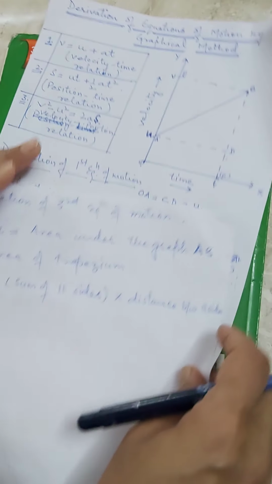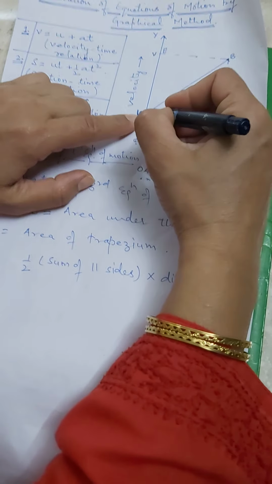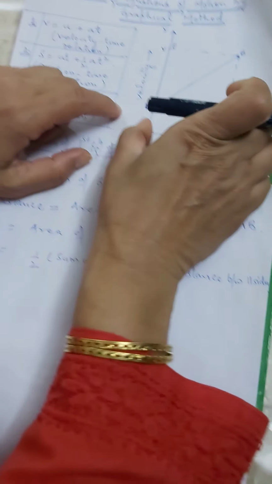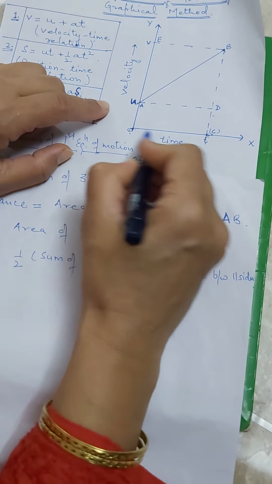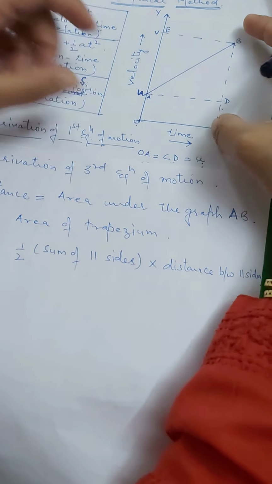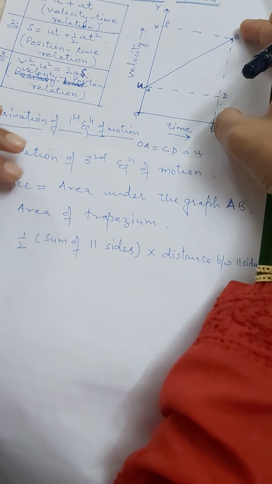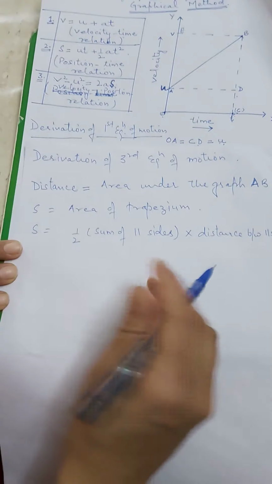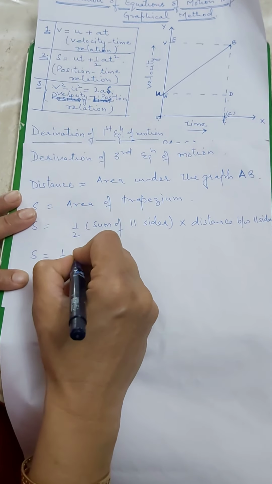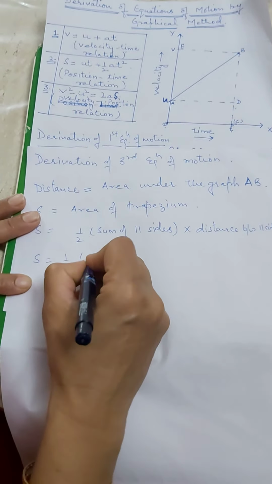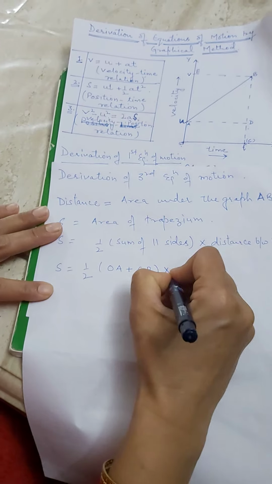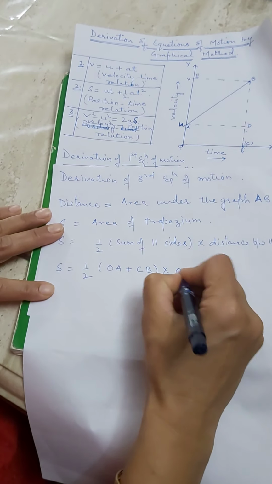See students, which are the two parallel sides here? OA and CB are the two parallel sides, and the distance between these two parallel sides is OC. OC is equal to T, OA is equal to U, and CB is equal to V. So we have to put the values in this equation. S is equal to half into the sum of parallel sides, OA plus CB, into the distance between parallel sides, OC.